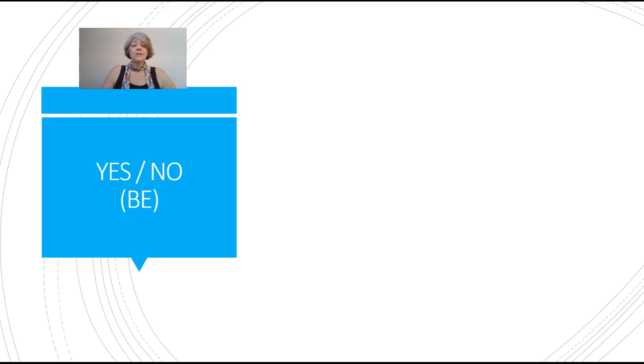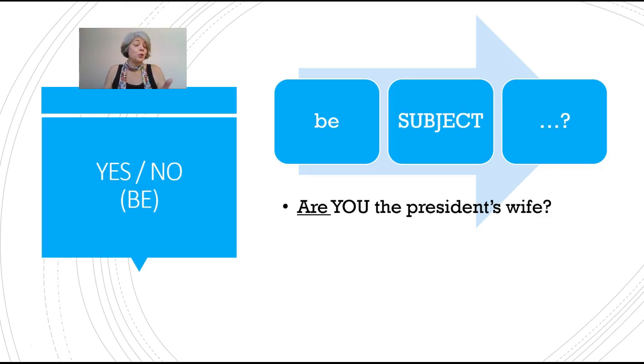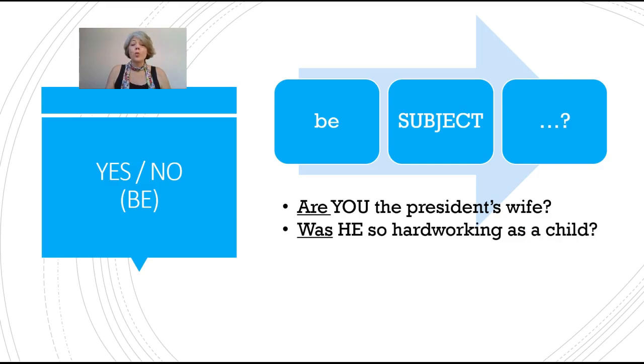Now, if the main verb is simply be, is or are, was or were, it's even easier. Are you happy? Are you the president's wife? Are you coming? Easy. Was he hardworking? Or a little bit more detail, was he so hardworking as a child? Am I crazy? I hope not.